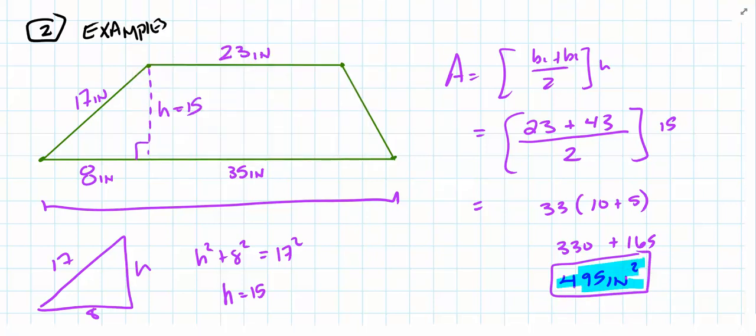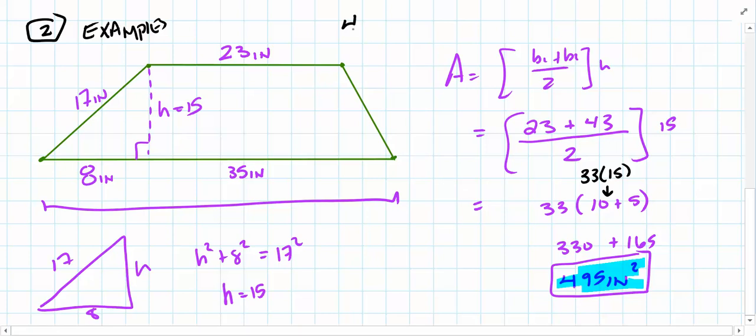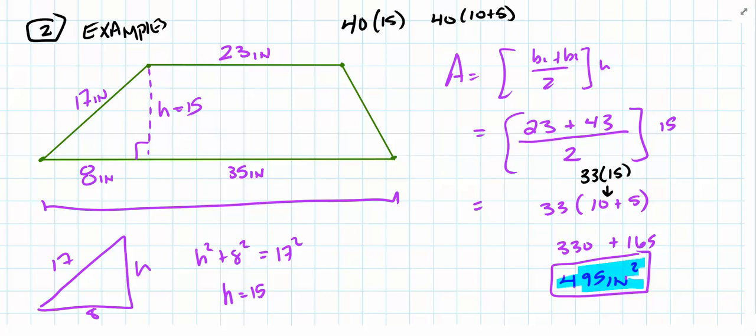I could do it easier in my head. You know that trick, right? If you had to do 40 times 15, you could just do 40 times 10 plus 5. True, you could always use a calculator, but I meant your brain.